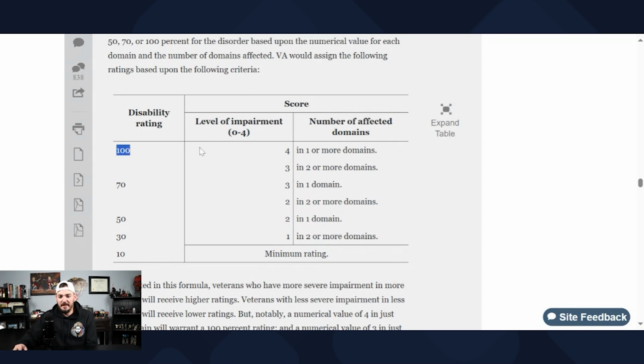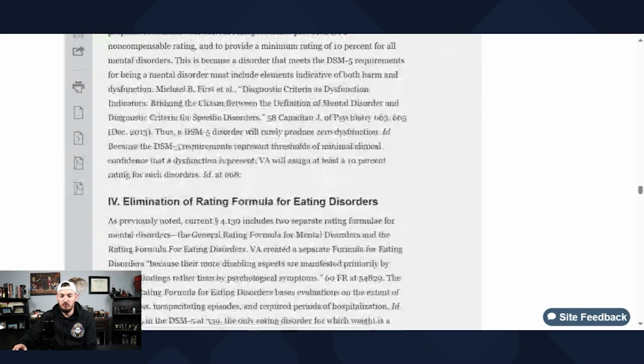And then in order to get 100%, you have to have a 4 in 1 or more domains or a 3 in 2 or more domains. For 70%, it's a 3 in 1 domain, 2 in 2 or more domains. For 50%, it's 2 in 1 domain. For 30, it's 1 in 2 or more domains. And then 10% is the minimum rating here.